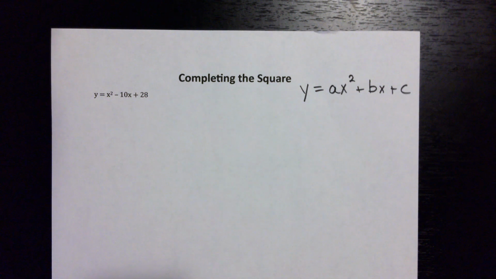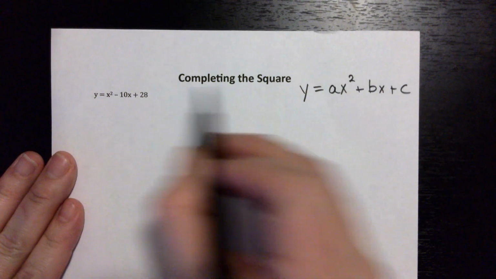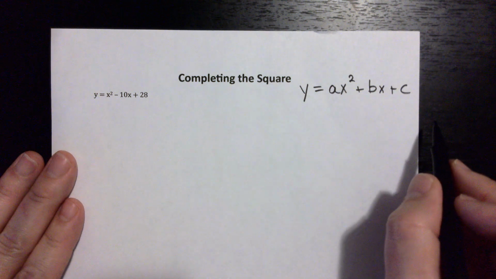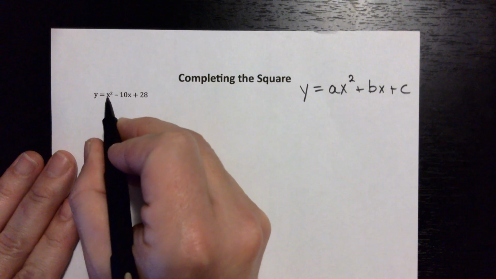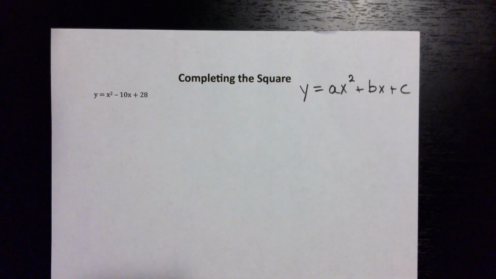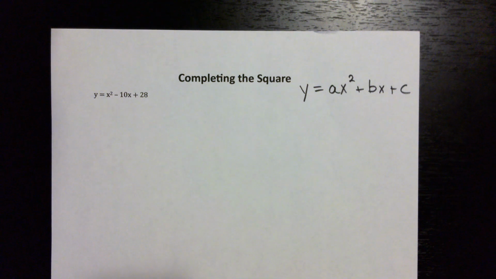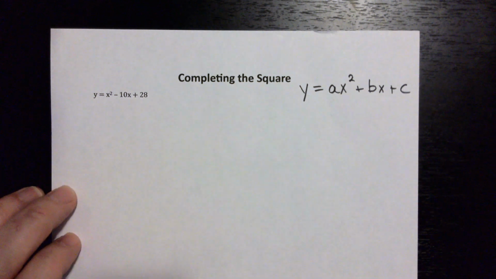Your first step in completing the square is that if there's a number other than 1 in front of your x squared term, in other words, if your a is not equal to 1, then you have to divide everything by a. But in our first example, we do not have a number in front of x squared. We are going to do a couple examples with a number in front, but this doesn't have one. So we can skip that first step. We don't have to divide everything by that number because we'd just be dividing by 1.